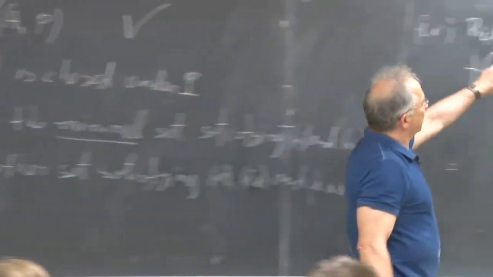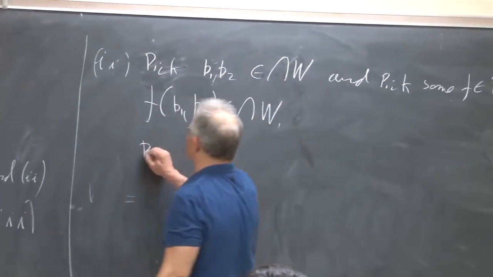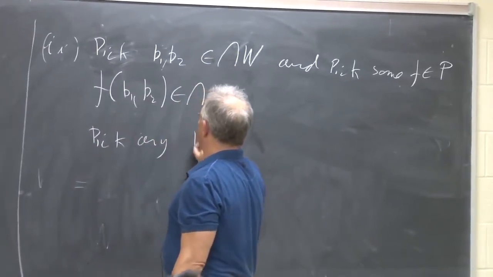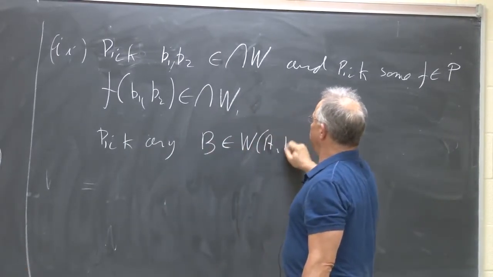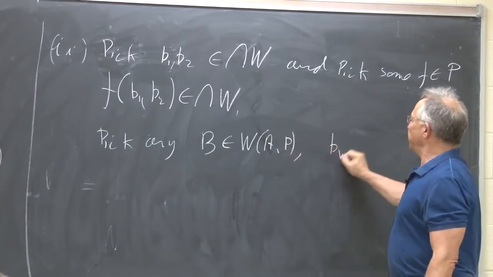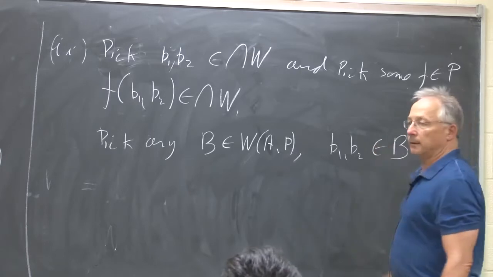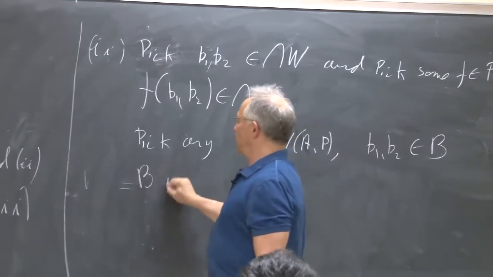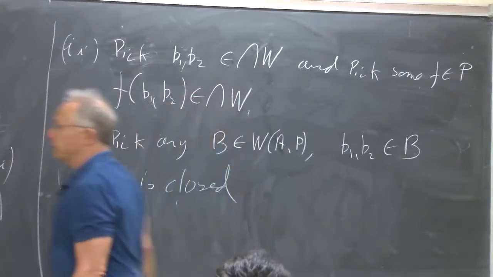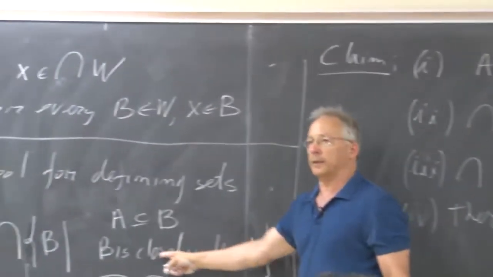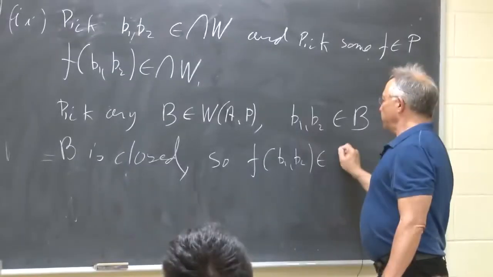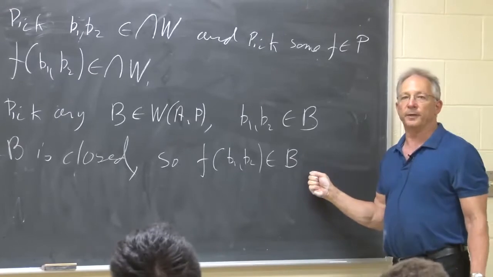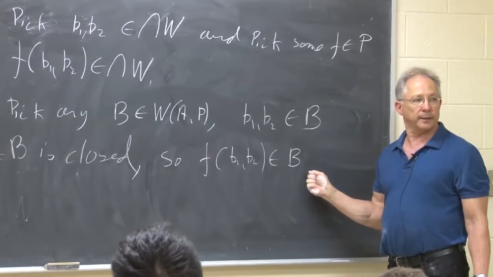So if they belong to the intersection, so if we pick any B in my collection, in this W of AP, I pick any such B, B1, B2 will be in B. And B is closed. Because in my collection, I only considered sets which are closed under the operations. So F of B1, B2 belongs to this B. And this applies to every B. So F of B1, B2 belongs to the intersection of all of them.